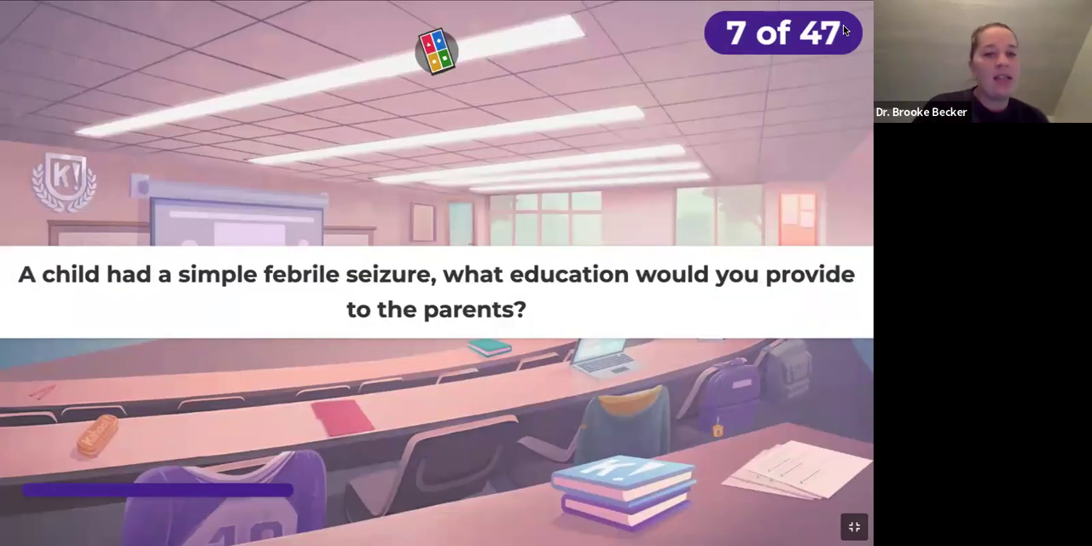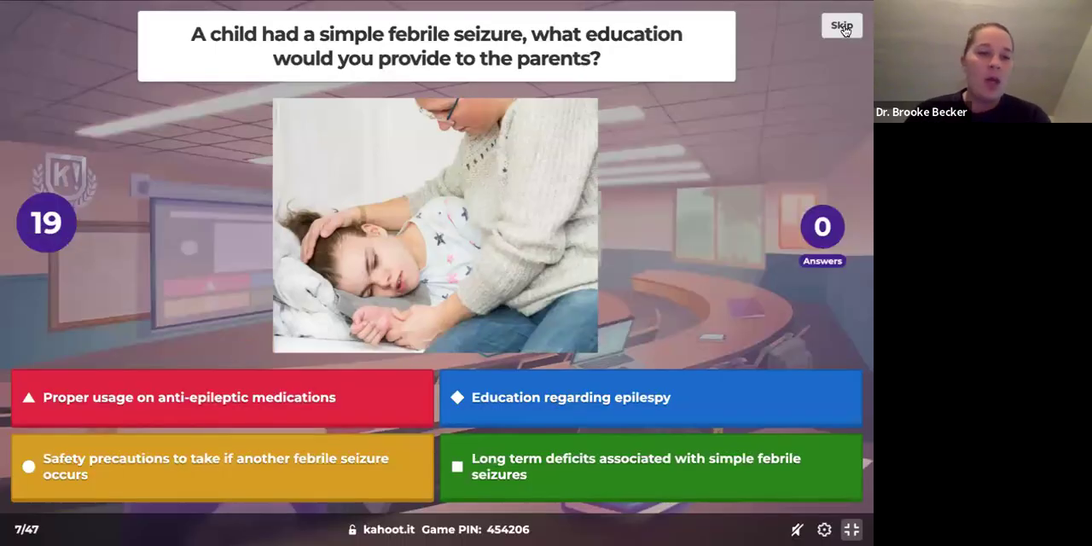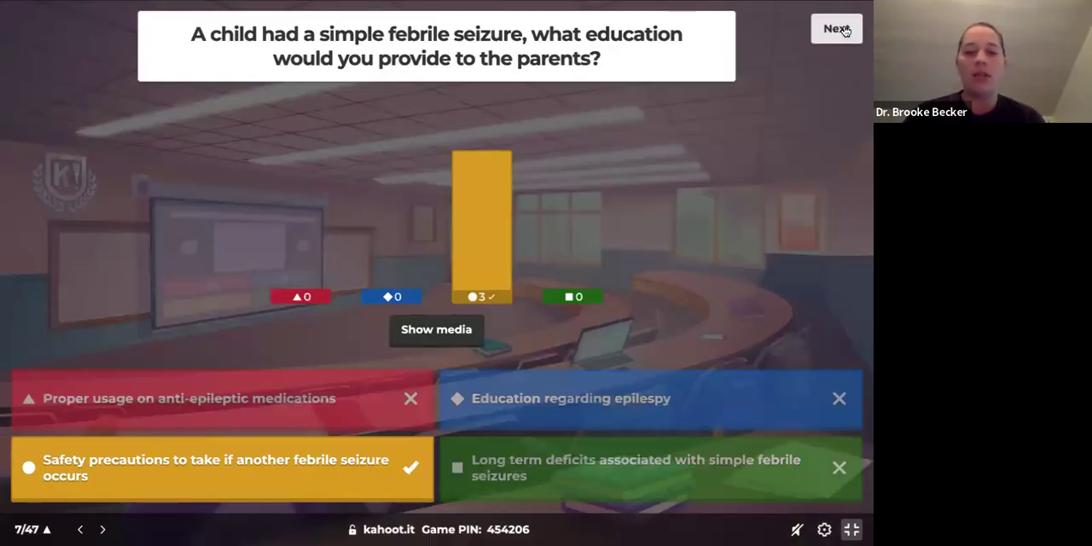Okay, child had a simple febrile seizure. What education would you provide to the parents? Proper usage of anti-epileptic medications, which is red. Education regarding epilepsy, which is blue. Safety precautions to take if another febrile seizure occurs, which is yellow. Long-term deficits associated with simple febrile seizures.